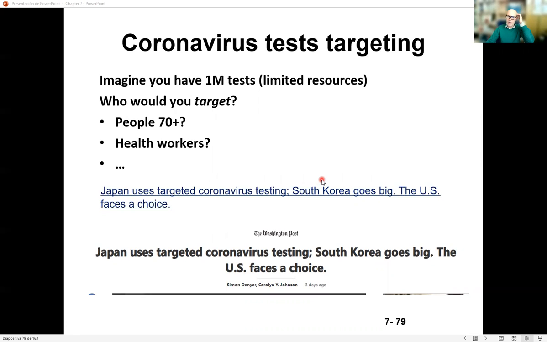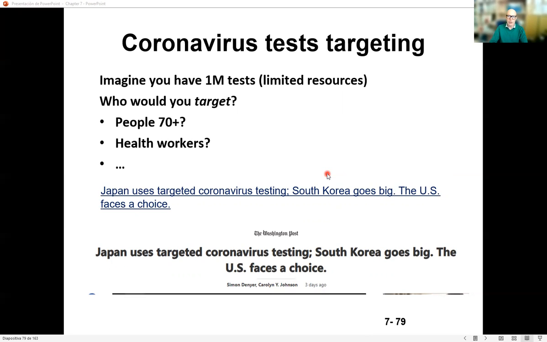This is an example of how targeting strategies are not only in the marketing area. So one year ago, one and a half years ago, countries were very scared. They didn't have many tests for COVID. So imagine that there arrives a ship with tests, or a truck with tests. Imagine with 1 million tests. So this is like having limited resources, and then you have to decide, who are you going to target?